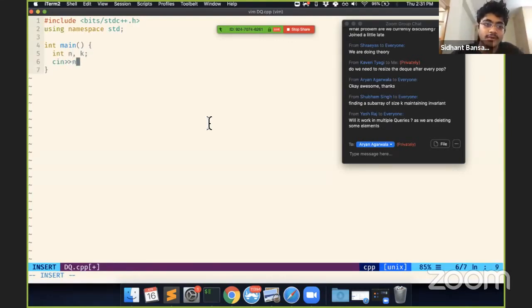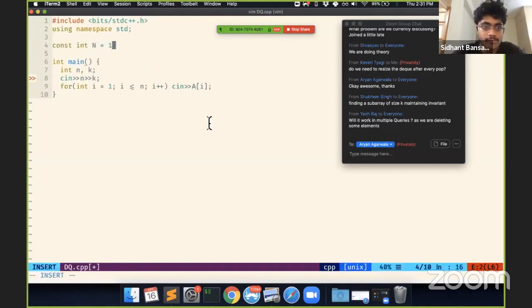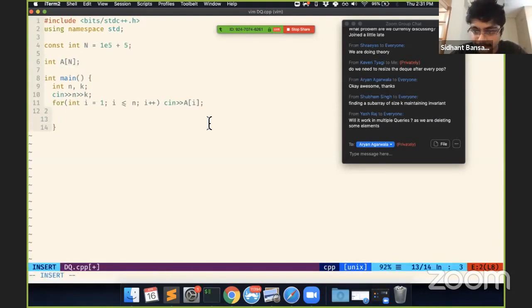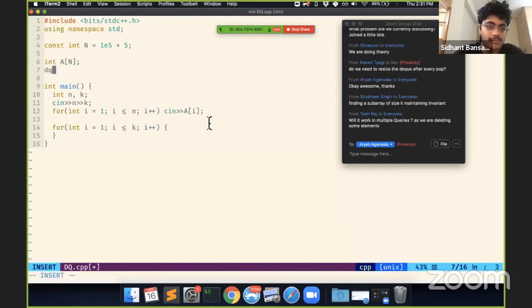We are taking in both, and the array also. And then we have to print our answer array. So the way we will work this out is, okay, let's say we have this DQ of pair int. Okay. And here I'm using pair int.